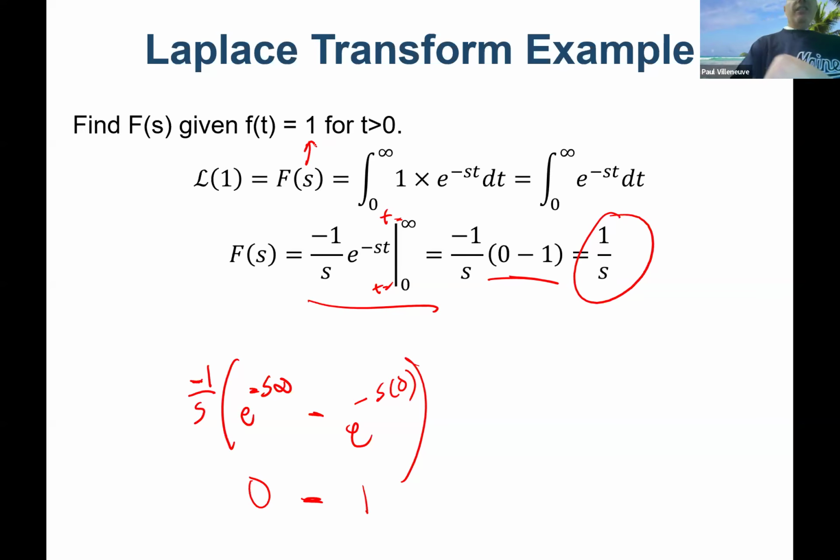So for this input of 1, my output into the Laplace domain is 1 over s. So a unit step input or a DC source input becomes 1 over s in the Laplace domain. That converts to 1 over s. Okay, I'm trying to highlight the fact that this is an input to your system. I've energized my system by plugging in a 1-volt power supply.